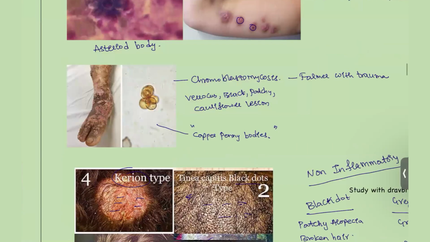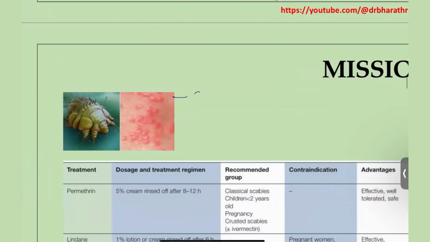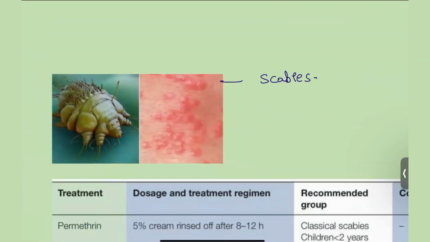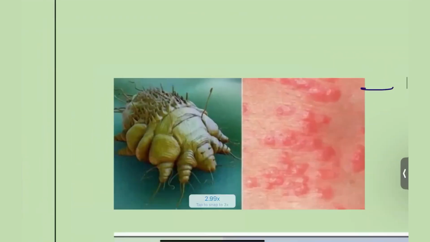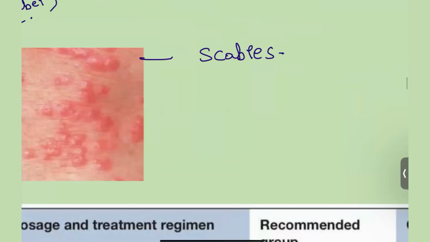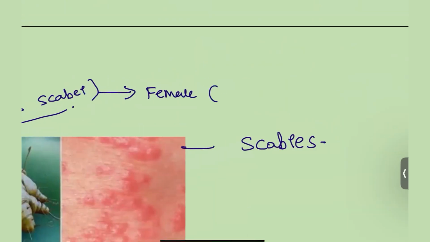Next, moving on to the parasitic infections, the most important one is scabies, right? Here you can see. Scabies is caused by this common infection. What is the organism name, guys? Sarcoptes scabiei. This is the common organism that we see. And it is the female only that does this. Okay, these females make the burrows.